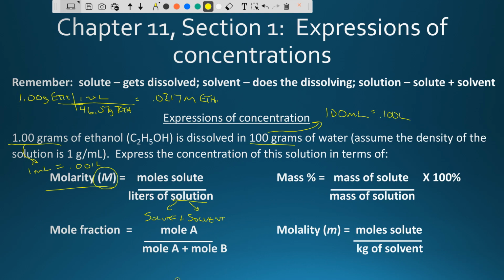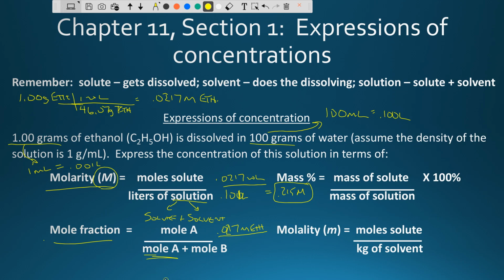And so now I've got all the pieces to find my molarity. I have 0.0217 moles of ethanol over 0.101 liters of solution. With 0.101 liters of solution, I end up with an answer of 0.215 molar solution. Okay, let's take a look now at a mole fraction. Well, I've already found my moles of solute, so that's easy. My moles of solute ended up being 0.0217 moles of ethanol.